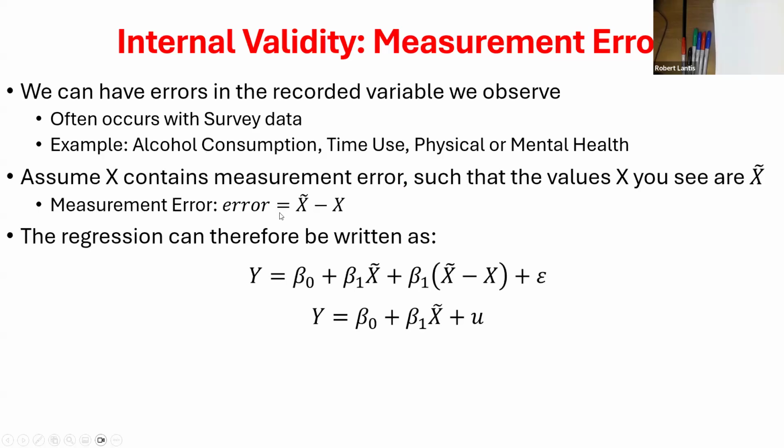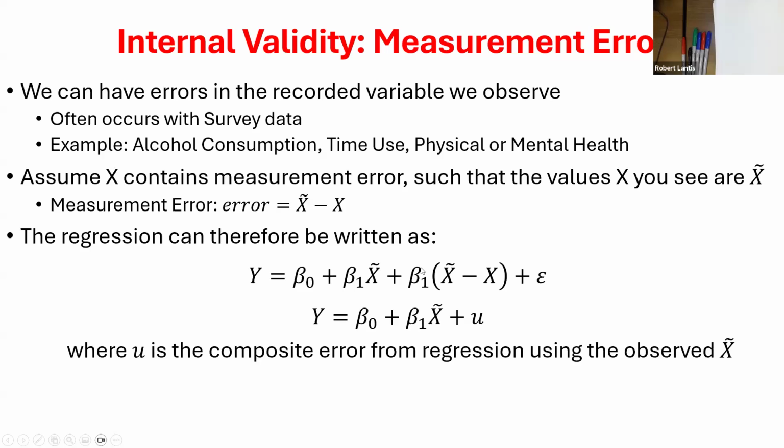So when we're running these regressions, we're not actually using the true X value. We're using this self-reported X value, okay? So if I think about what I'm doing here, when I run my regression, this is the self-reported value. This is the actual data I'm using.